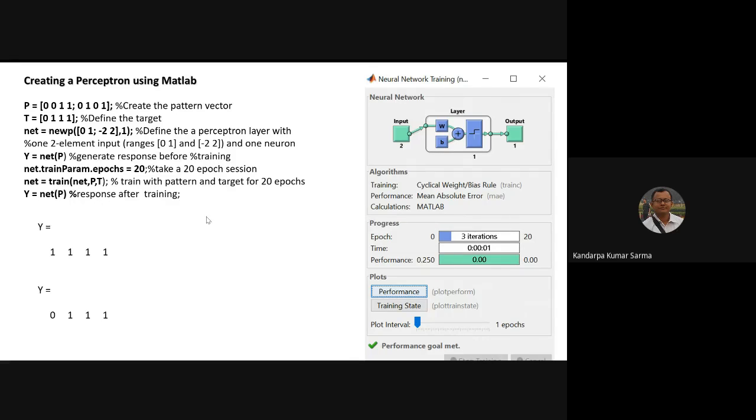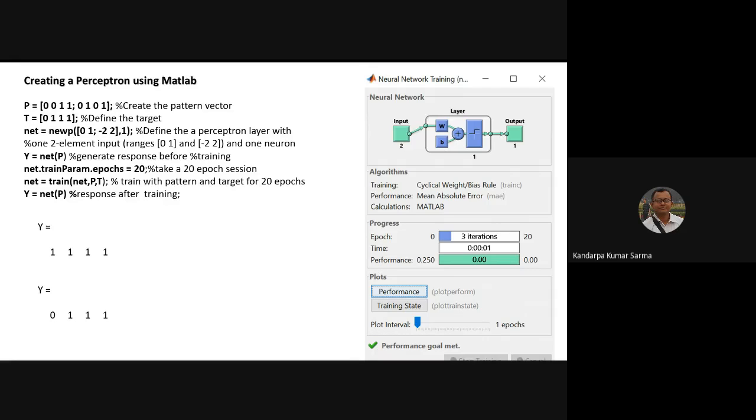So once the training part is complete, we can write one more time y equal to sim of the trained net structure, taking the pattern vector p. So here is the result. y shall be equal to 1 1 1. That is the same as what we want.